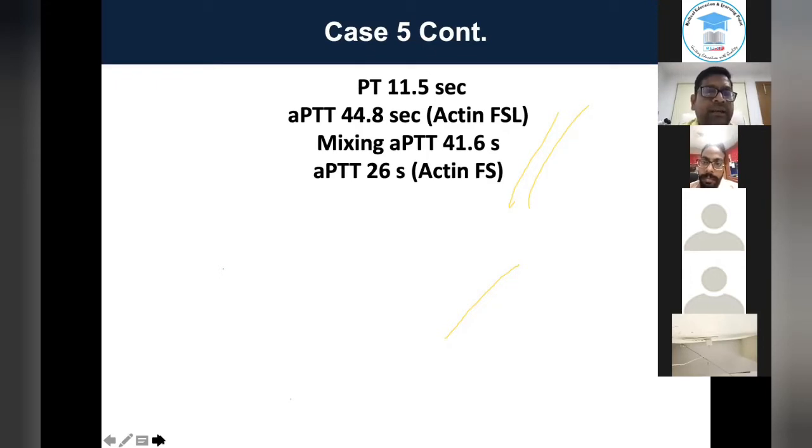Okay, Actin FSL is a lupus sensitive reagent because it contains a low phospholipid. We did a mixing study and APTT is still prolonged. Then we repeated the APTT test with Actin FS. Actin FS is lupus insensitive, it has a high phospholipid content, and we found that APTT is getting corrected to 26 seconds. Possibly we are dealing with lupus anticoagulant.